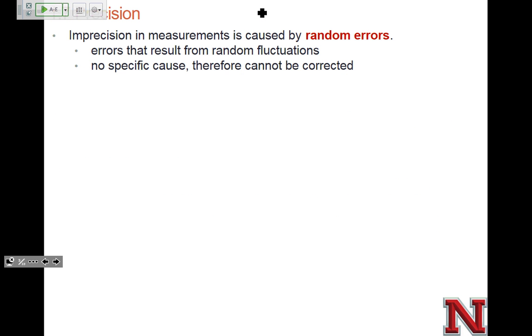So as far as precision, imprecision in measurements is caused by random errors. Oftentimes that results from fluctuations, and sometimes there's no specific cause, and maybe that instrument you're using isn't the best instrument for that.